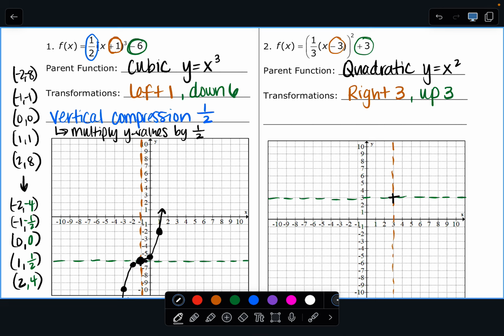So the next part is going in and identifying the stretch or compression. The first thing I'm noticing is it's inside the parentheses. If it's inside a set of parentheses, it is going to be horizontal.